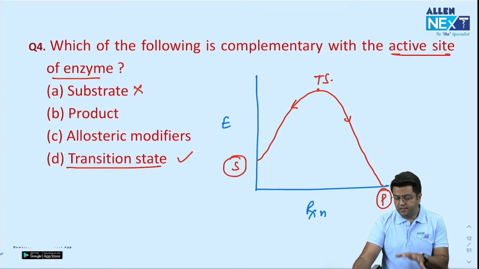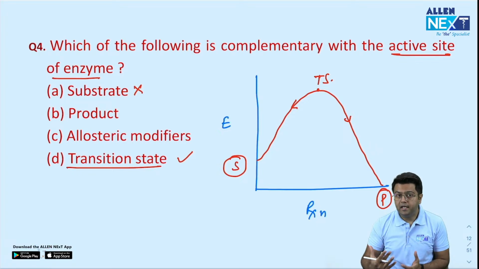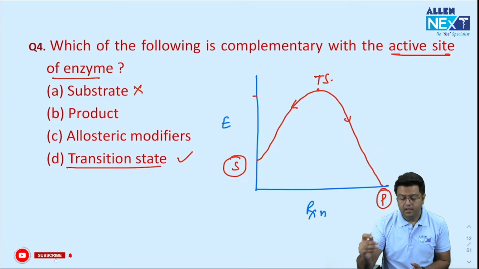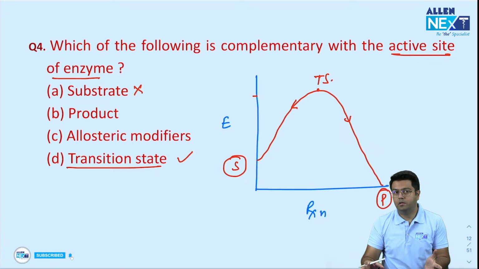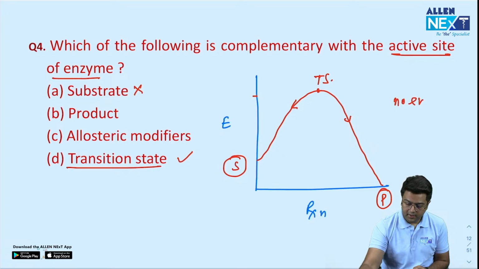So that is unstable. As per the laws of thermodynamics, anything which is having high energy, and this is very high energy, is unstable, right? So the transition state is very unstable. So this is a non-enzymatic reaction, no enzyme in this case.